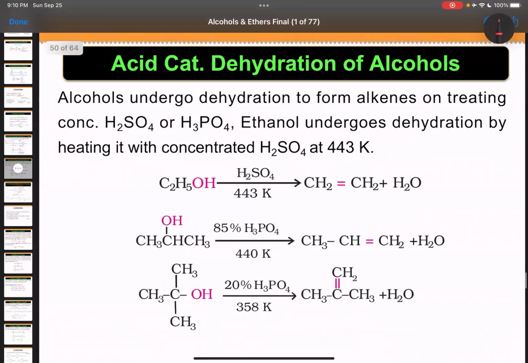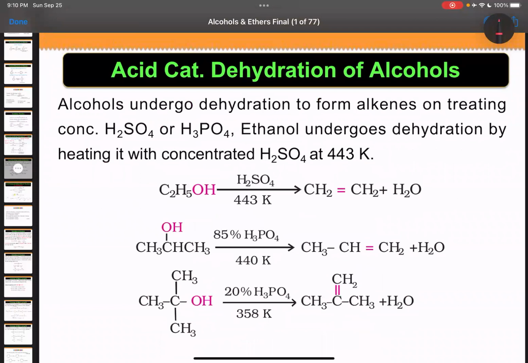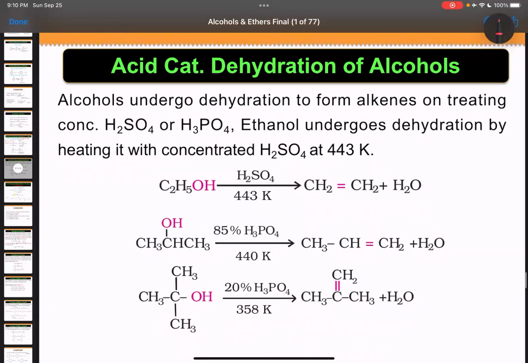And now the most important reaction is acid catalyzed dehydration of alcohols. Okay. So what do you mean by this? What do you know, you can quickly tell me, and then we can discuss more. Yeah. Acid, yeah, tell me. Water is removed from alcohol. Yeah, water is removed from an alcohol, and what is the reagent? Alkene. Concentrated H2SO4, yeah, concentrated H2SO4.